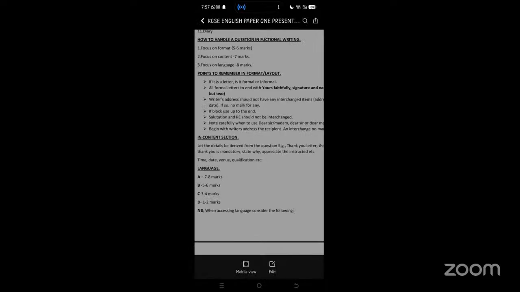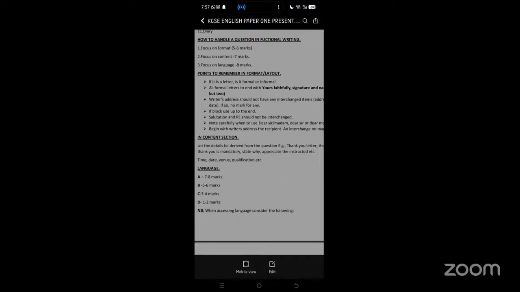But we are saying, in all formal letters, do you end with yours faithfully, a signature, and your name? I think we meant by name, but not one name, but two. That is what I'm sure that is what it meant. So yours faithfully, your signature, and then the name. Two names. You give two names. Don't say yours faithfully, you sign, and then you write Martha. It is Martha Nganga. Are we together on that? The other thing, and remember, we also talked about yours sincerely.